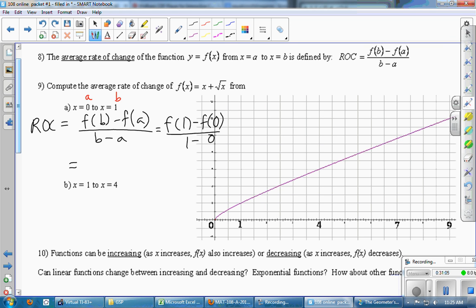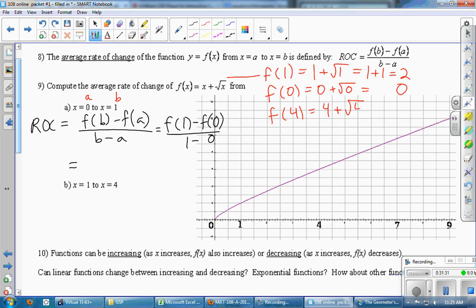So looking at the formula, f of 1, so plugging 1 in for those x's, 1 plus square root of 1, 1 plus 1 is 2. And f of 0, plug 0 in for the x's, we get 0. And then just looking at part b, what's the other number that we're going to need to plug in for x? Okay, so hopefully we see that 4 is going to be important for us. We get 6. Okay, so I think we've got everything we need now.